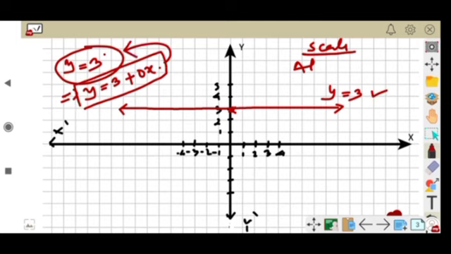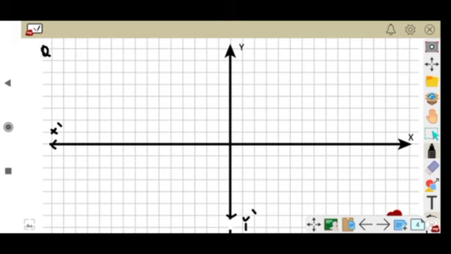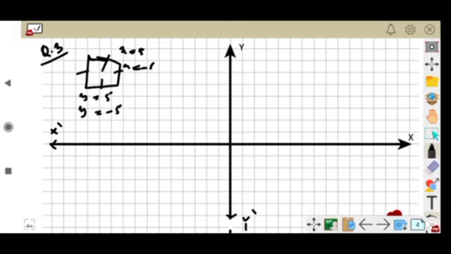Okay, now let me explain question number 3. Here the question tells, draw a square whose sides are given. In case of the square, we have 4 sides. 1, 2, 3, 4, and these 4 sides are represented, according to the question, by x equal to 5, x equal to minus 5, y equal to 5, then y equal to minus 5. Okay, let's see now how we are going to draw.